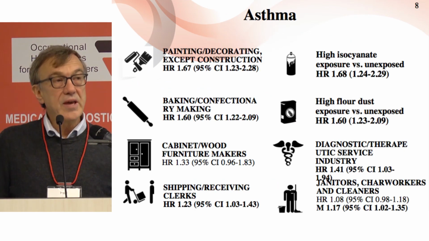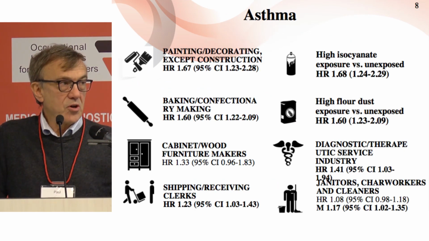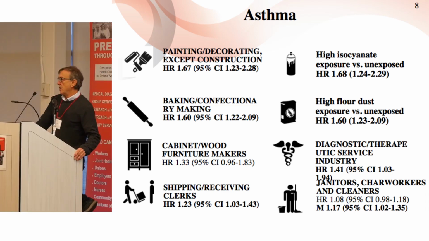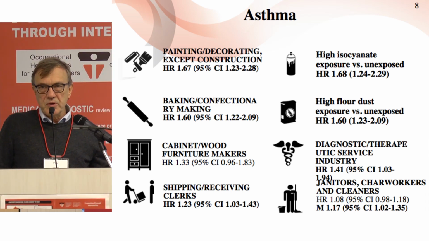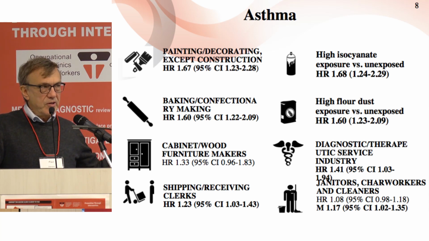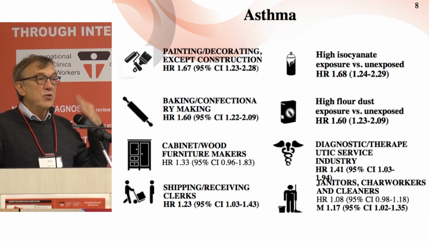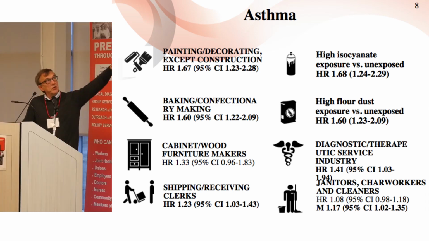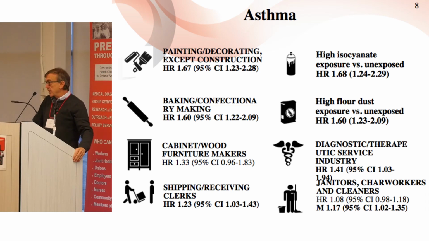What we tried to look at was what's called new onset asthma. So we tried to use an approach where we looked at people who had no history of asthma in the 3 years prior to when they entered into our system, and then tried to see who developed asthma afterwards. And here you see some of the typical groups that we might expect.